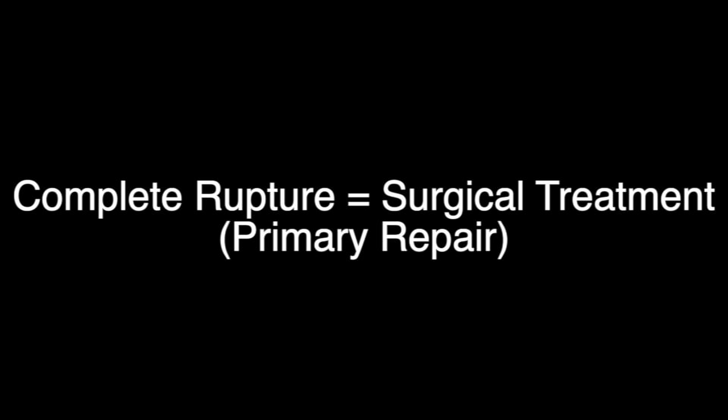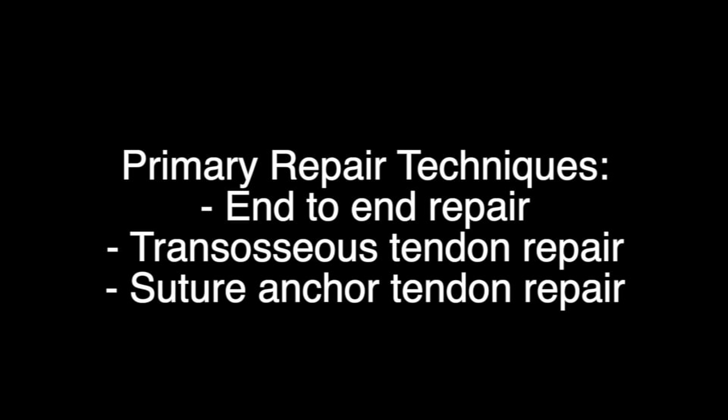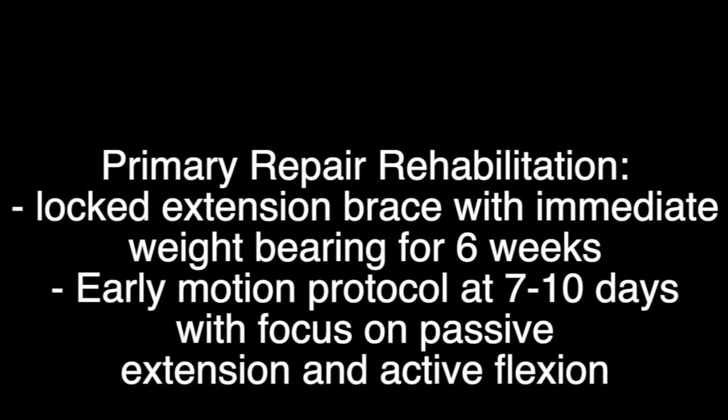If the patellar tendon ruptures completely, it will need surgical treatment. Primary repair will be done. This includes different techniques such as end-to-end repair, transosseous tendon repair, and suture anchor tendon repair. The rehabilitation for these include locked extension brace with immediate weight bearing for 6 weeks, and early motion protocol at 7 to 10 days with focus on passive extension and active flexion.